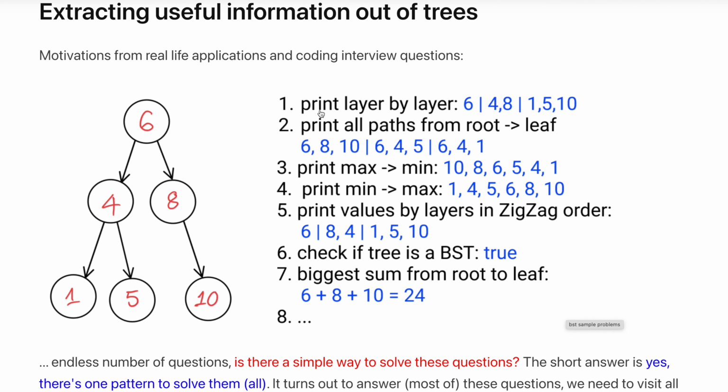Like 1, print the nodes layer by layer, 6, 4, 8, 1, 5, 10. Or 2, print all possible paths from root to leaf: 6, 8, 10; 6, 4, 1; and 6, 4, 5. Or 3, print node values from max to min, like 10, 8, 6, 5, 4, 1. Or we can reverse that, print min to max, 1, 4, 5, 6, 8, 10. Or 5, print values by layers in zigzag order, 6, 8, 4, and 1, 5, 10. Or 6, check if a tree is a binary search tree, and for this one it's true. Or 7, return the biggest sum from a root to a leaf node. In our tree, that would be 6 plus 8 plus 10 equal to 24.